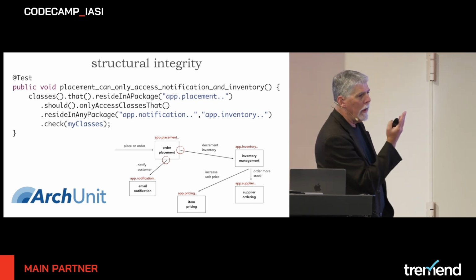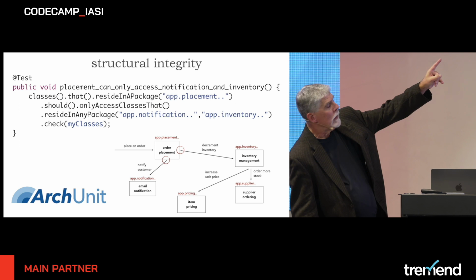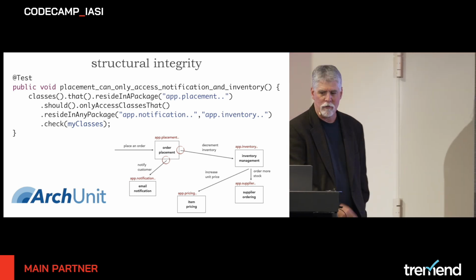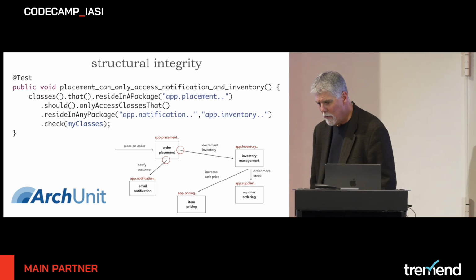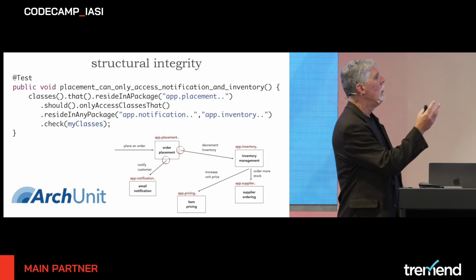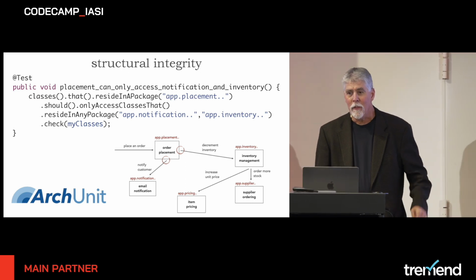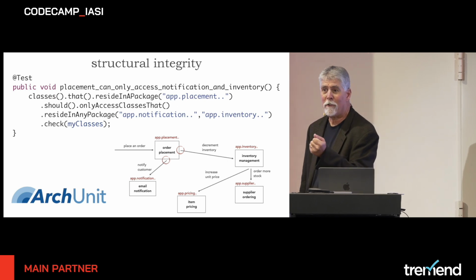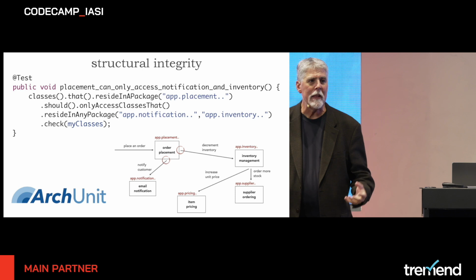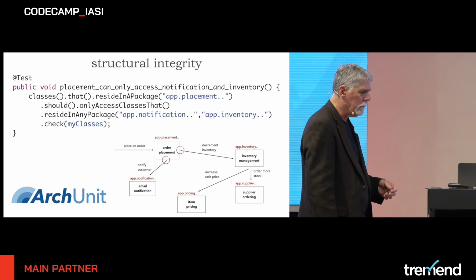That's the actual executed class file or method. Look at the method name. Placement can only access notification and inventory. So, classes that reside in a package placement should only access classes that reside in a package notification. These are cool tools that are free, folks. These are free, that you can actually now measure the structural integrity of your system.